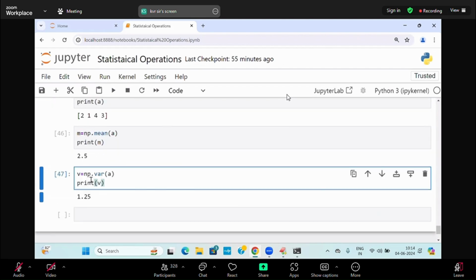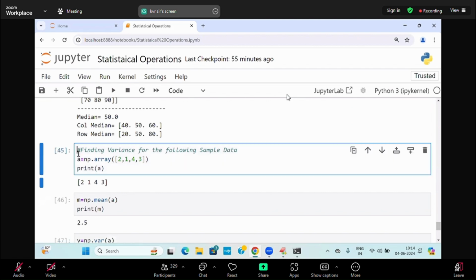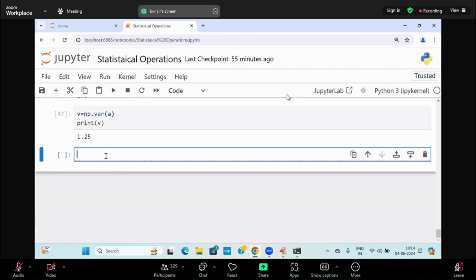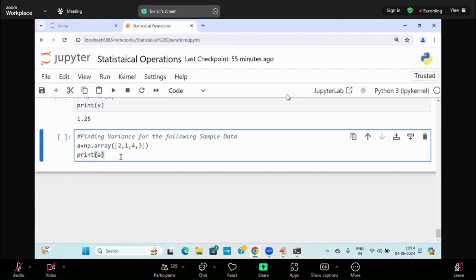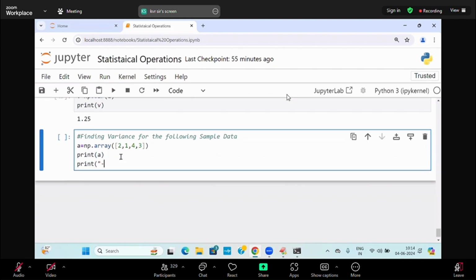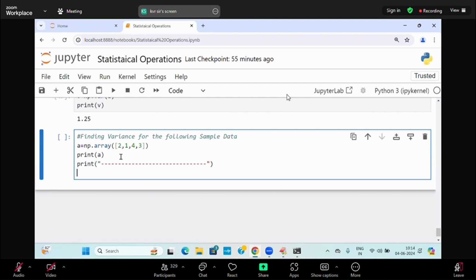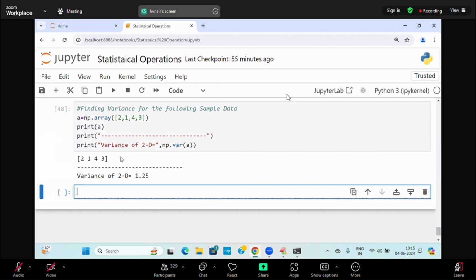What is this variance? I want to find the variance in column also, row also. Shall I go for the entire thing? Directly I will write it. Print of what? Variance equals variance of A. Variance of 2D equals np.var of A. You got the variance as 1.25.